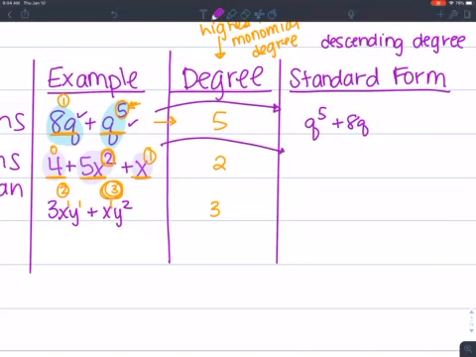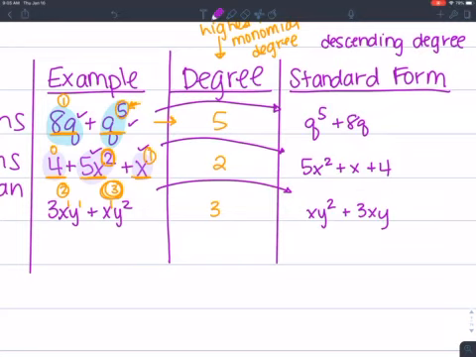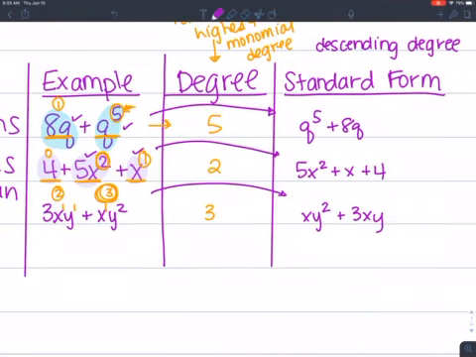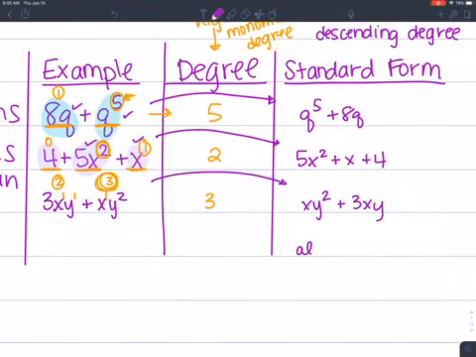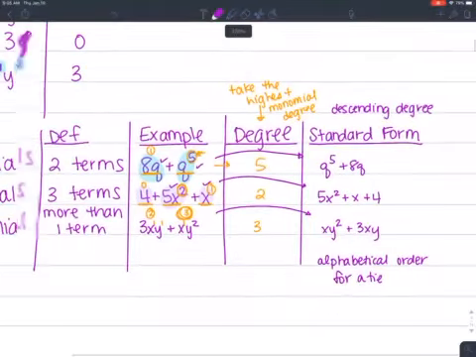This trinomial, because it has 3 terms, I need to still have 3 terms. My highest degree was the 5x squared. My next highest is that positive x, and then that 4 comes behind. Over here, my highest was the xy squared, and then next highest was the positive 3xy. And like I said here, if we end up with a tie, then we would go in alphabetical order. You won't come across that anytime soon, but it'll matter later on in the class.